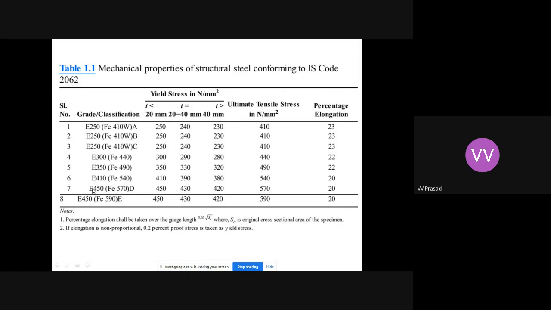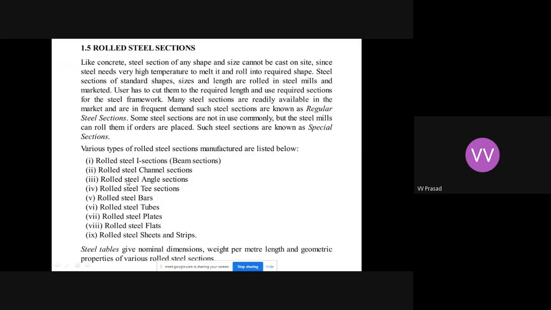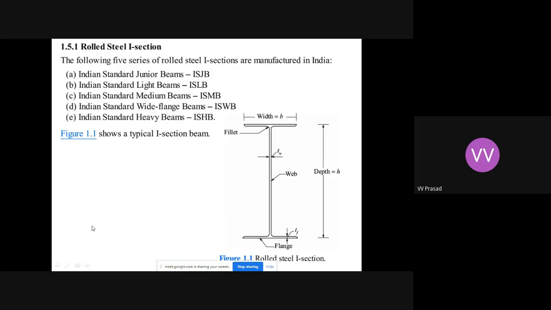So many grades of steel, sir. Okay, that I have. Generally, there are so many steel sections used for construction purposes. Those are rolled steel I sections, rolled steel channel sections, rolled steel angle sections, steel T sections, steel bars, steel tubes, steel plates, steel flats, and sheet and strips also, sir.